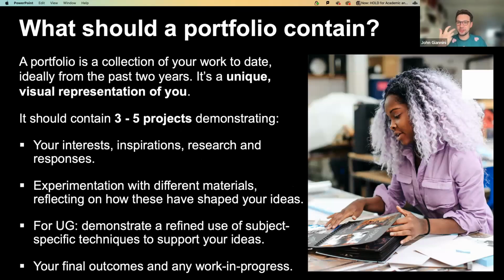Now, rather than a collection of final outcomes, so for example, if we have a student who's applying for fine art, they might be looking at painting. We don't want to see a 20-page portfolio of final paintings. We want to see 3 to 5 projects demonstrating the following: interests, inspirations, research and responses, experimentation with different materials, reflecting on how these have shaped your ideas. For undergraduates, a really good demonstration of refined use of subject-specific techniques to support your ideas, and then your final outcomes or any work in progress.